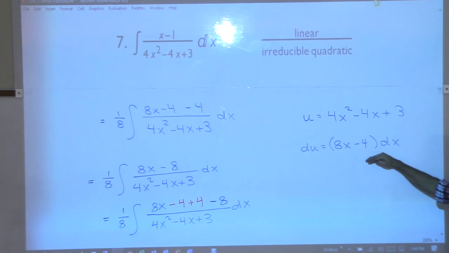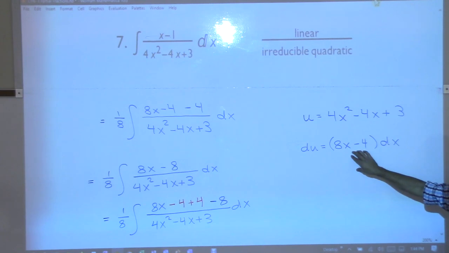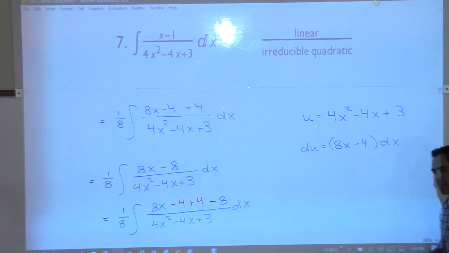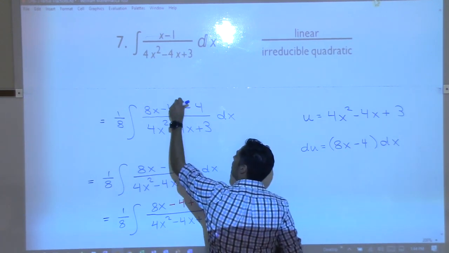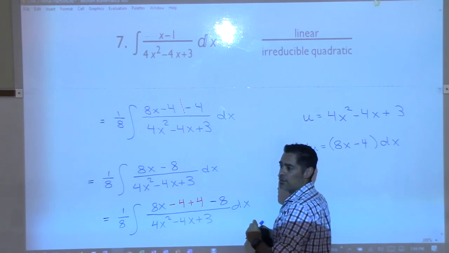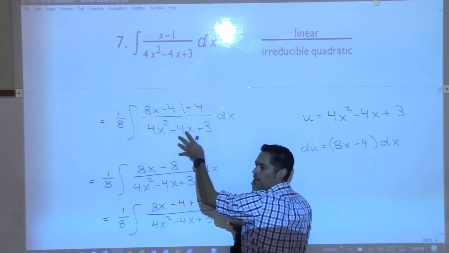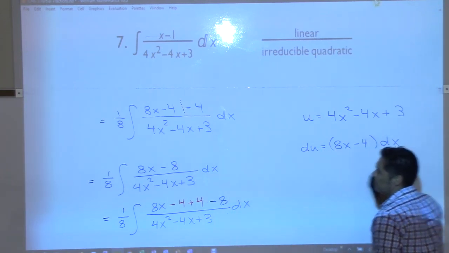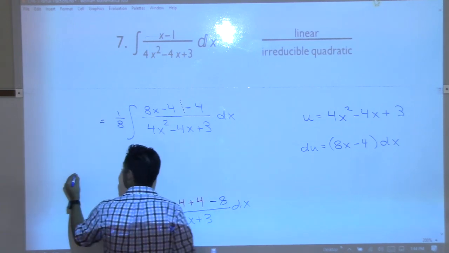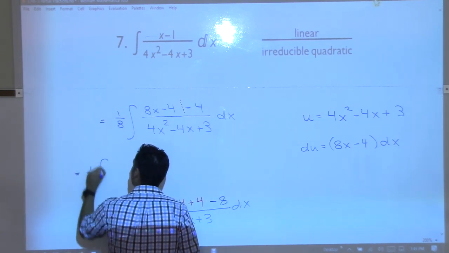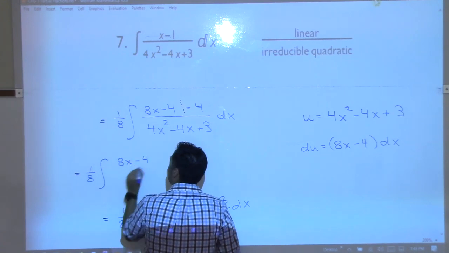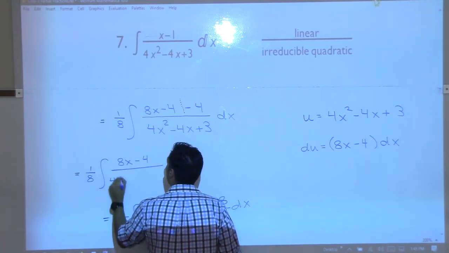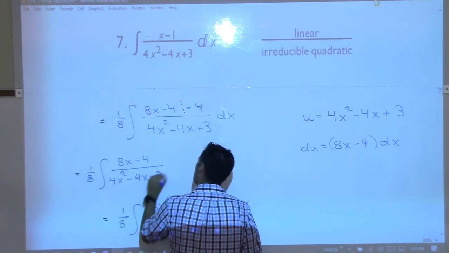We still can't do this because it doesn't match the top. We do have 8x minus 4, but we have a minus 4 next to the minus 4. That's okay, because what I'm going to do now is split this into two integrals. I'm going to do this stuff over the bottom and then this over the bottom. So now I go to two integrals. My first integral looks like this: 1/8 integral of 8x minus 4 over 4x squared minus 4x plus 3 dx.